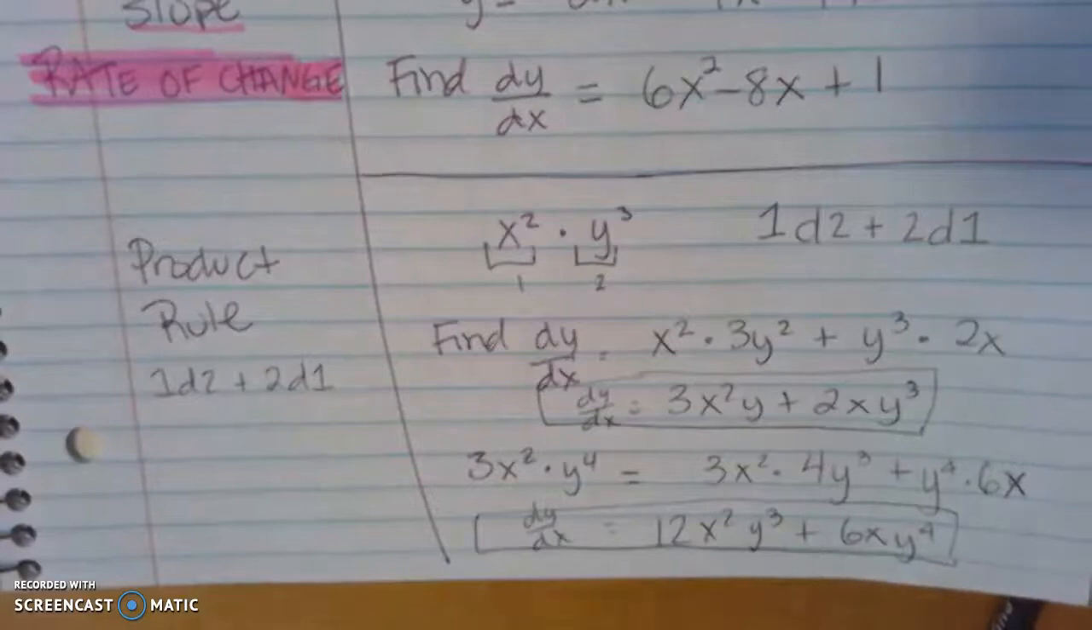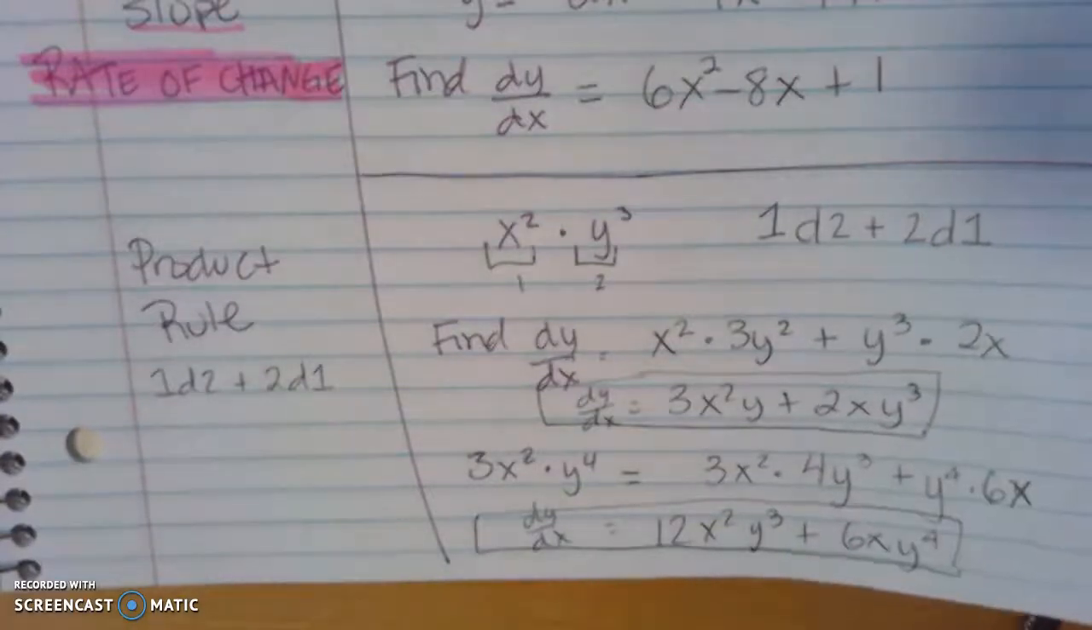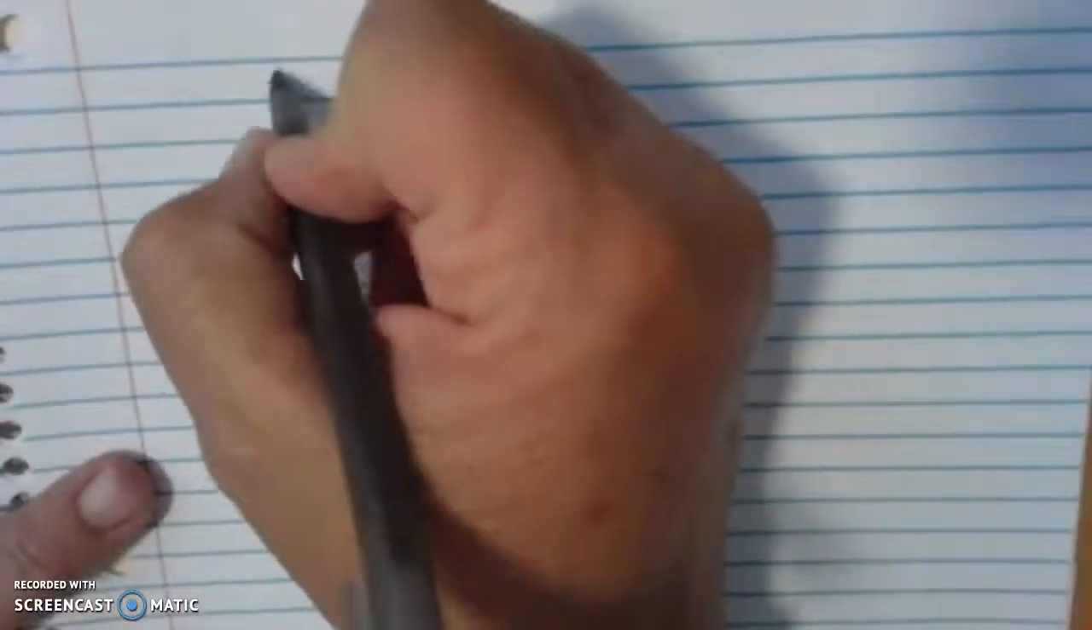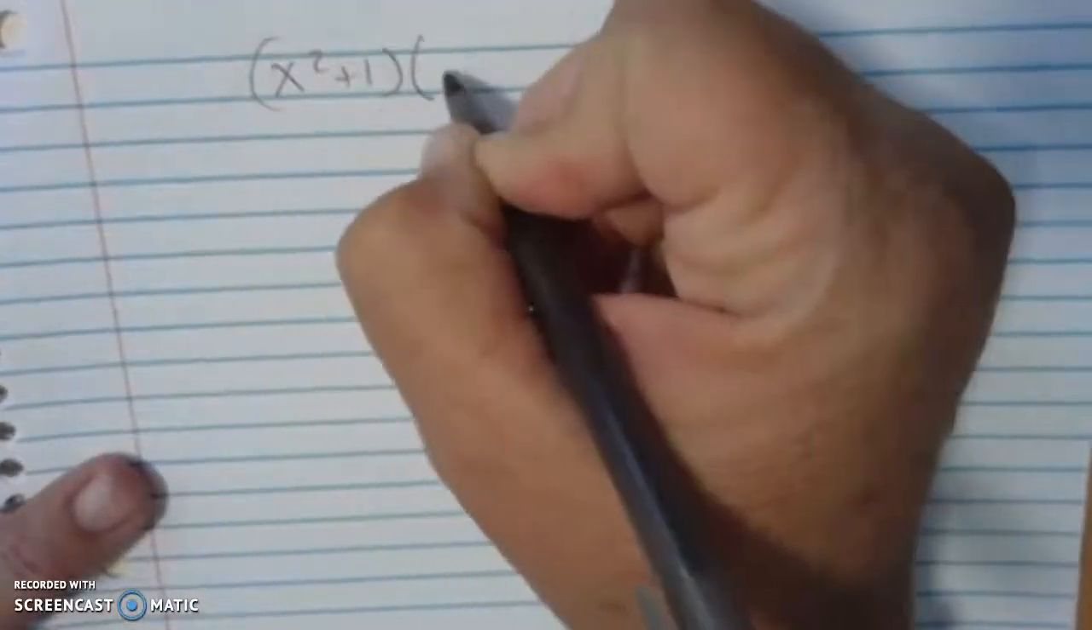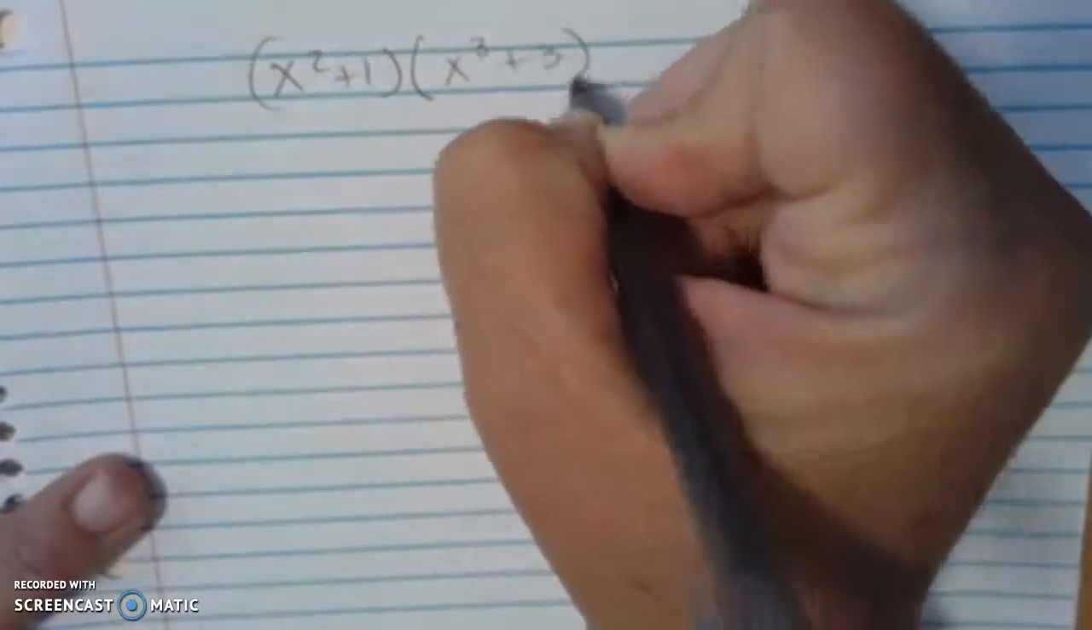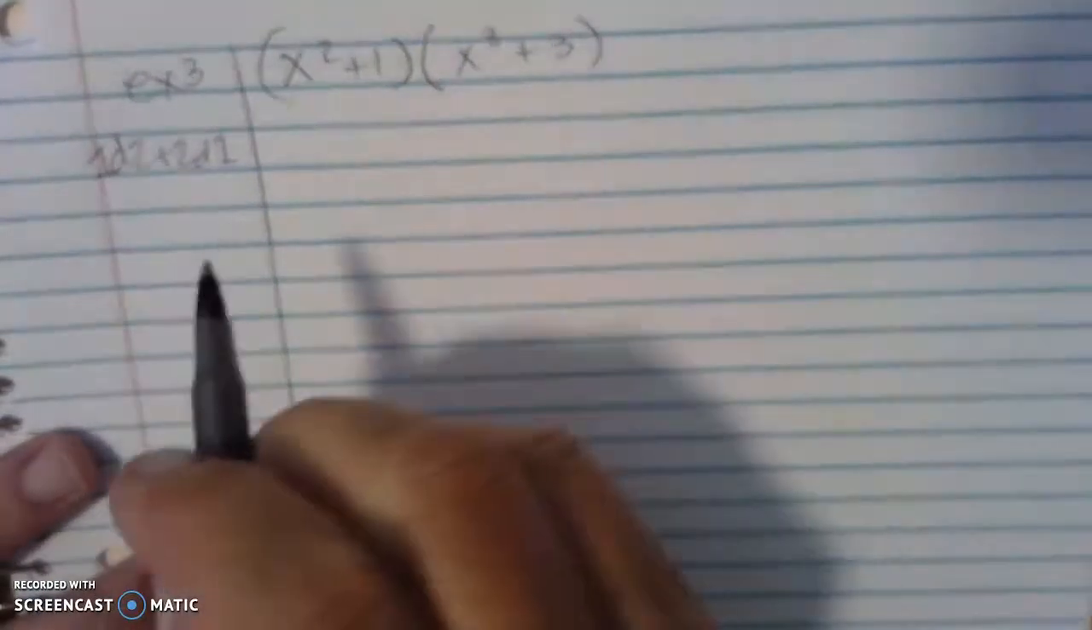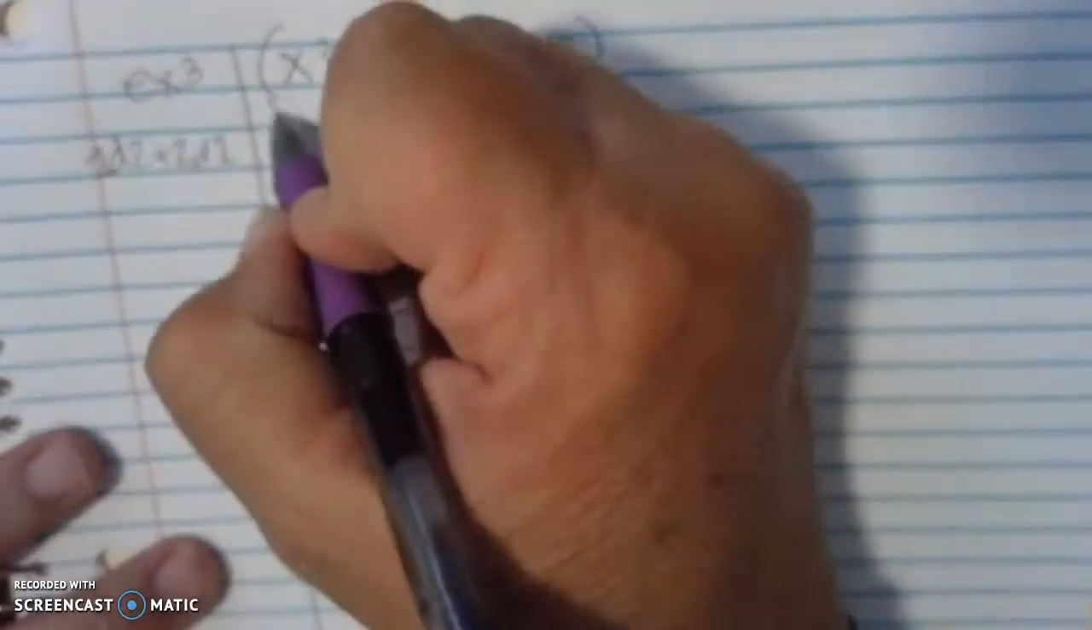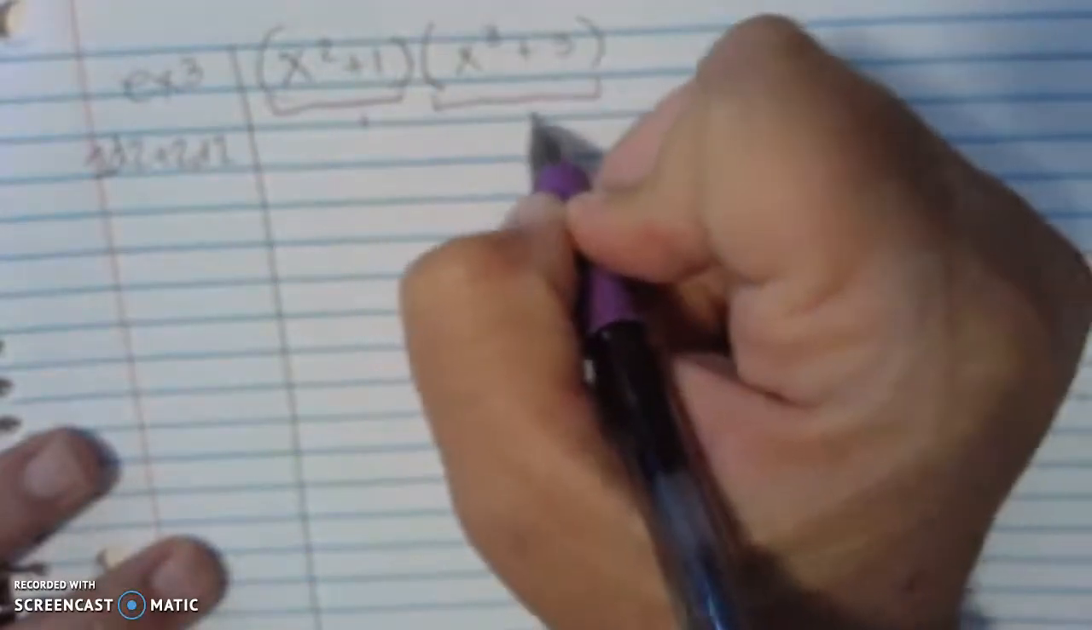All right? Okay, let's go on and do another problem. What if I had something like this, x squared plus 1 times x to the third plus 3. Okay, so we're going to use the rule, example 3, 1d2 plus 2d1. I'm just writing it there for reference. So what is our first term? This is our first term. This is our second term. See how these two things in parentheses are being multiplied by each other?